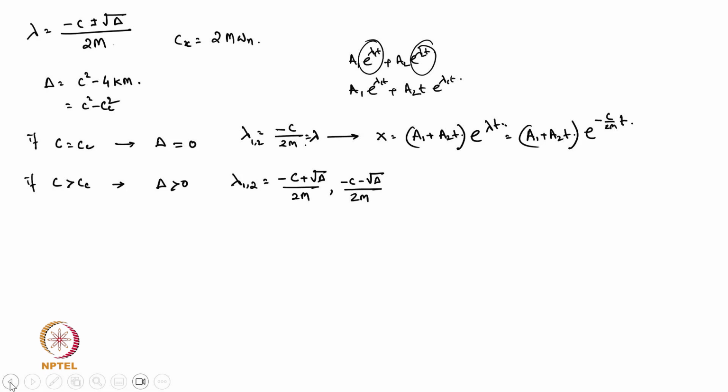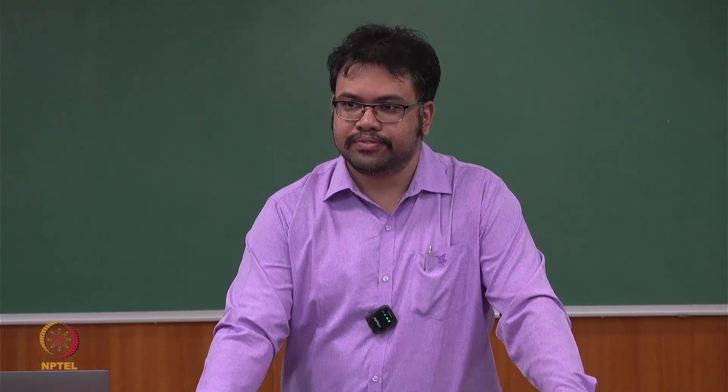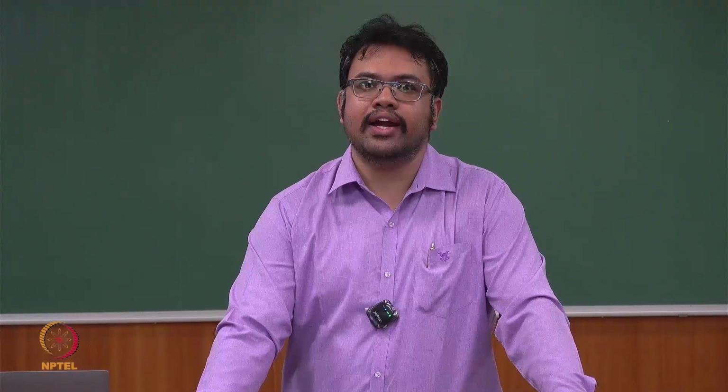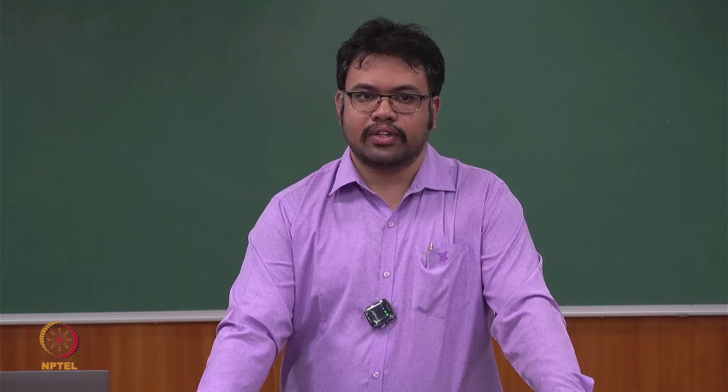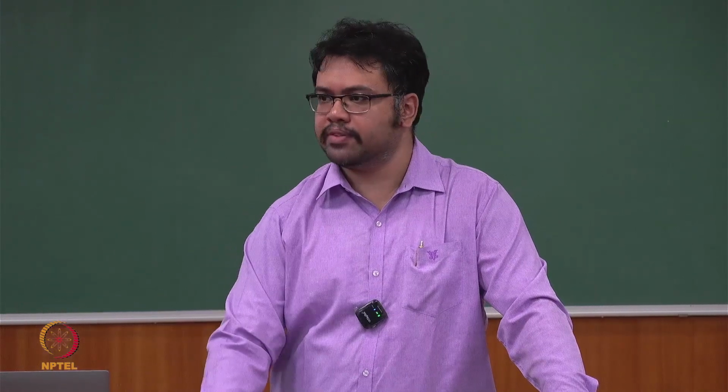So here the solution will be x equals a1 e to the power of lambda 1 t plus a2 into e to the power of lambda 2 t, as in the previous case, because here lambda 1 and lambda 2 are two different numbers. So we don't need to worry about that. Got the point? You only have to pay attention when lambda 1 and lambda 2 are equal. If they are not equal, life is simple, no issue. You just expand it that way.